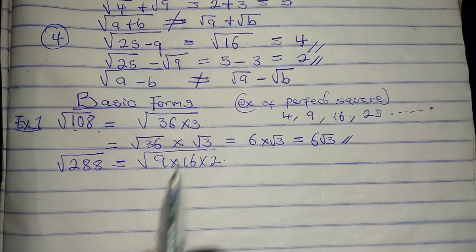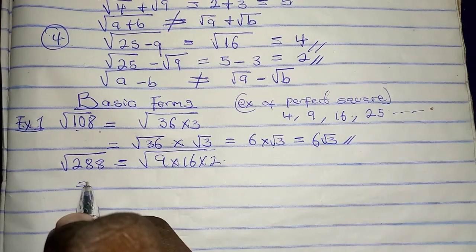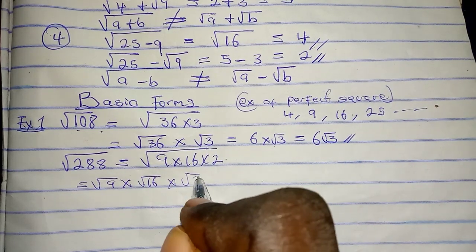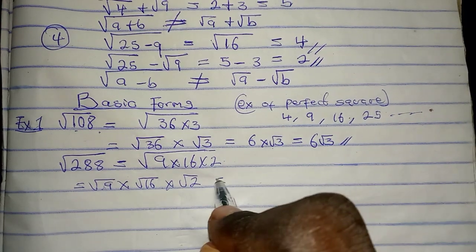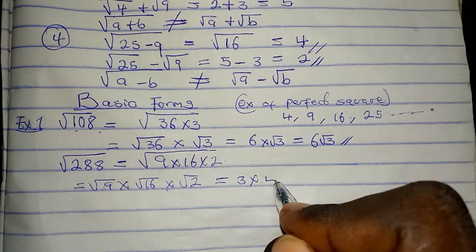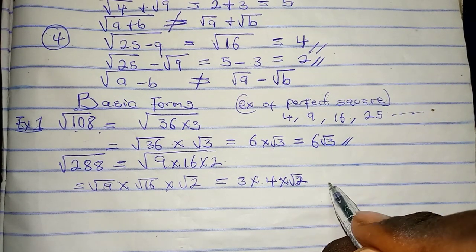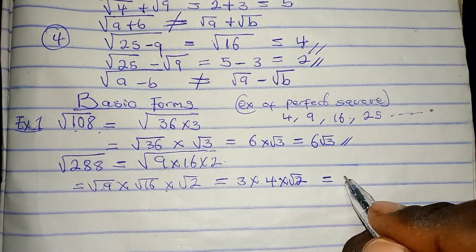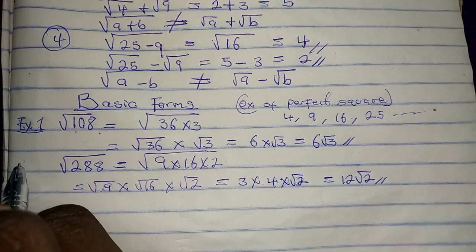And don't forget the multiplication rule. We can split this and say that root 9 times root 16 times root 2. Don't forget, 9 and 16 are perfect squares, which you can easily find the root. Therefore, we can say that root 9 is 3, multiplied by root 16, which is 4, multiplied by root 2. This is an irrational number. So we can solve it. What we are going to get is 4 times 3, which is 12. 12 root 2. You can see that we have simplified it to its basic form.